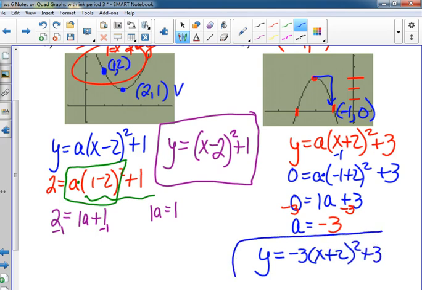This concept of writing as much of the equation as you can, and then finding another point to find the stretch, plugging it in, solving for the stretch and putting it back into the equation, is a really big part of pre-calc, and it's worth a lot of points on the SLO, okay? I'm not sure it was done with a parabola on the SLO, but we're going to do the same thing with polynomial functions.